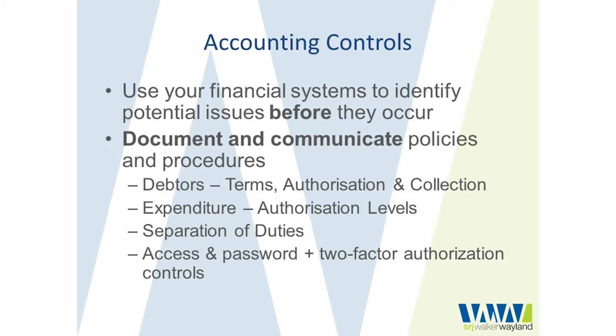In terms of accounting controls, it's important that you're utilising your financial systems to identify any potential issues before they occur. So that means documenting and communicating your controls around your debtors and the terms and authorisation and collection procedures to the relevant staff involved. That means ensuring that all of your expenditure levels are authorised, set, documented, that you have separated the duties of staff involved around cash payments, cash collections, bank reconciliations, and that you've got additional controls to access that data, such as password and two-factor authorization protection.